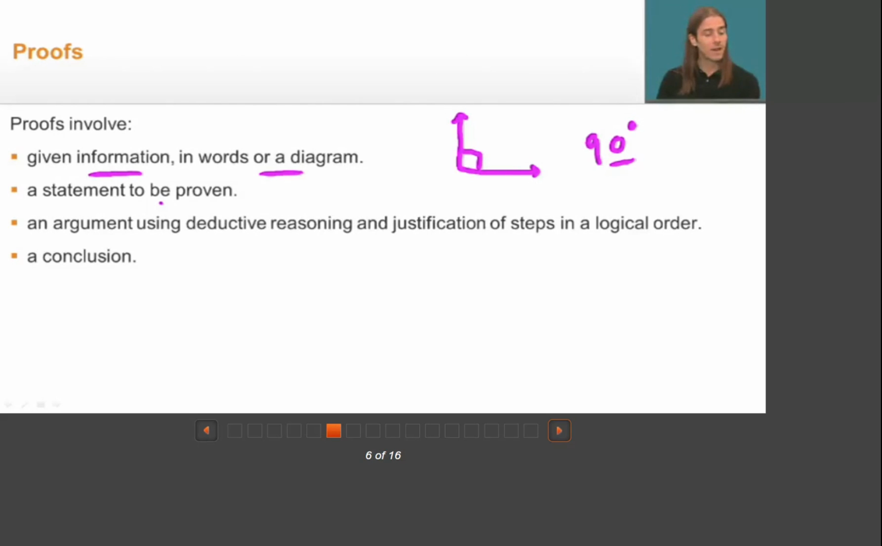Proofs also involve a statement to be proven, and we prove that statement by making an argument using deductive reasoning, and we justify our steps in a logical order using things like definitions, propositions, theorems, or even other steps of our proof. After we've done all of that, we'll reach a conclusion, and we can use that conclusion in other proofs. Let's go ahead and see what a mathematical proof looks like.